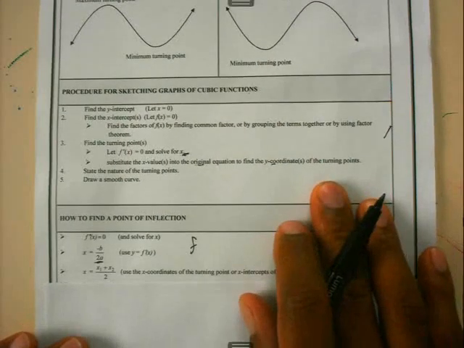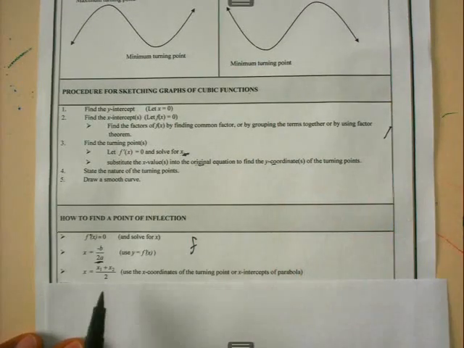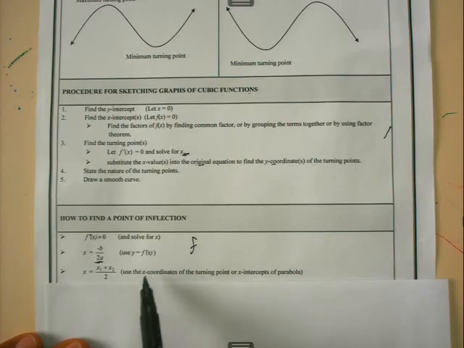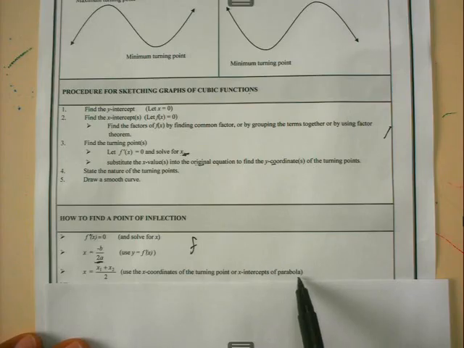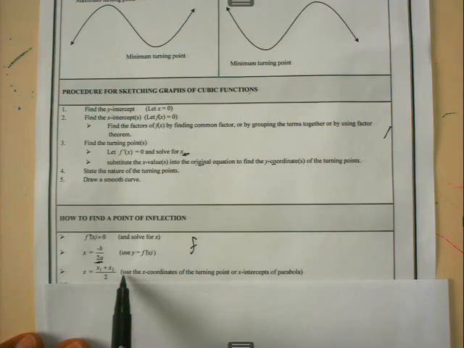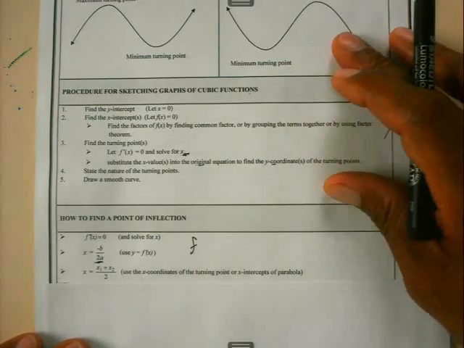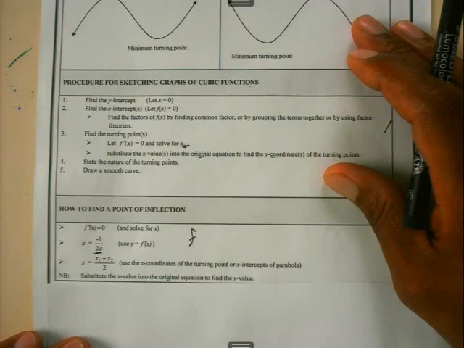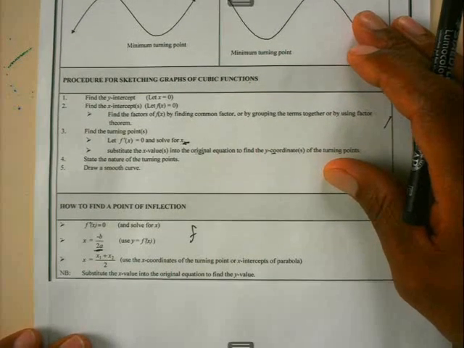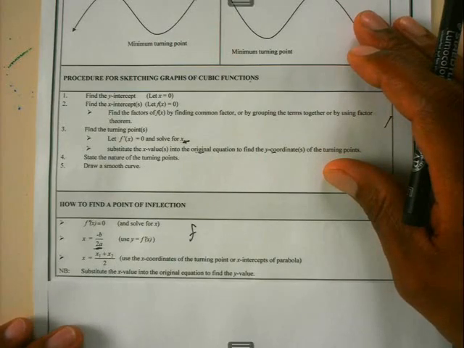Right. Now, sometimes you can also take the x coordinate of the turning points, or the x-intercepts of the parabola. Now you just add the two and divide by 2. Then you'll get the x coordinate of the point of inflection. Of course, thereafter, what is it that you're going to do? Then you substitute the x value into the original to find the y value.